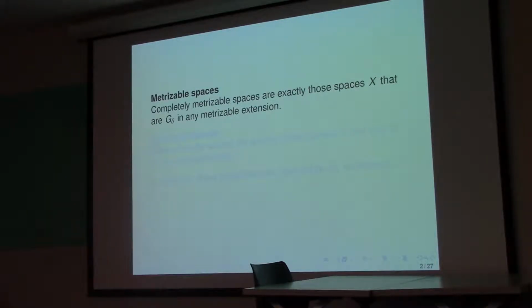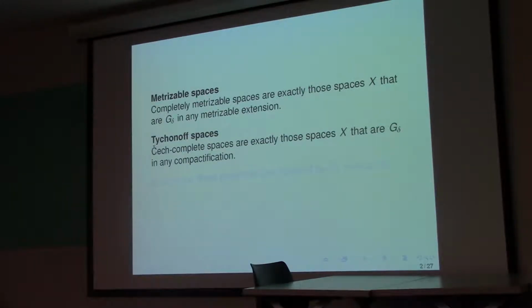It's well known that in the class of metrizable spaces, the completely metrizable spaces are exactly those that are G delta in any metrizable extension. So in particular, a metric space would be completely metrizable if it's G delta in its metric completion. Well, if I expand to Tikhonov spaces, then the Čech complete spaces are exactly those that are G delta in any compactification, or equivalently, G delta in the Stone-Čech compactification.